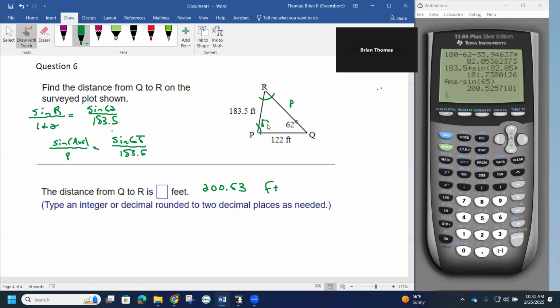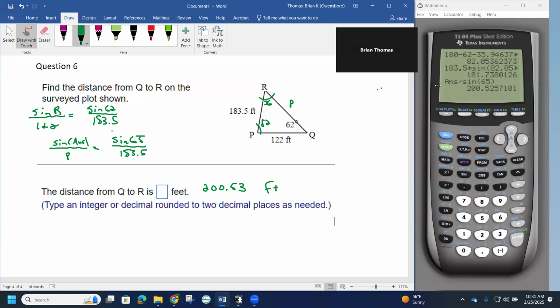Now, notice that angle P was around 82 degrees. So that was 82 degrees. This was right around 36 degrees. So notice that based on what we're seeing here, side P should be the longest side since angle P was the biggest angle. So I'm feeling pretty good about that answer of 200.53 feet. So R is the smallest angle, the 122. 62 is the middle angle, 183. And then P was the 82, which gives them that.